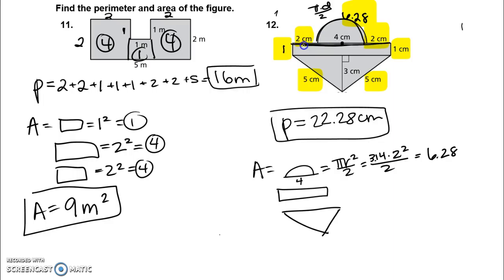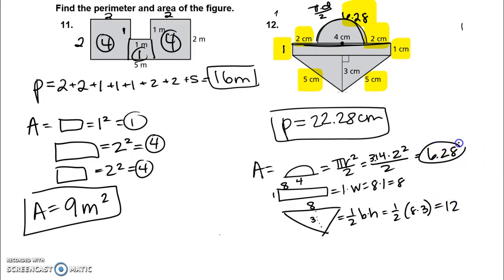I have my rectangle, that's length. Be careful here. This length is 4, 2, and 2, so this is 8. The side is 1. Length times width is 8 times 1, which is 8. And my triangle's length is also 8. The height of my triangle is 3, so my formula is 1/2 base times height, which is 1/2 of 8 times 3, which is 24. Half of that is 12. So adding 6.28, 8, and 12, my area is 26.28 centimeters squared.